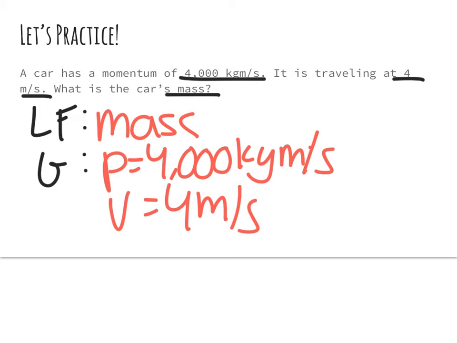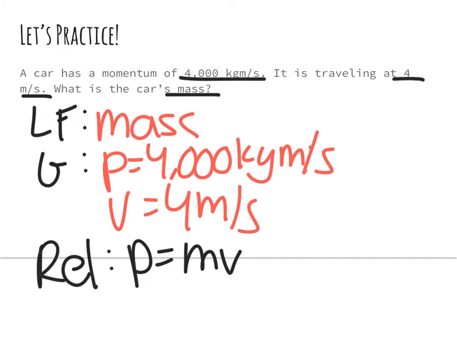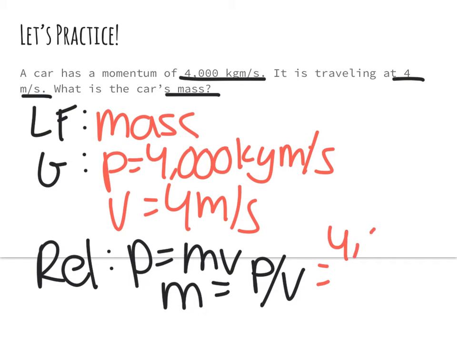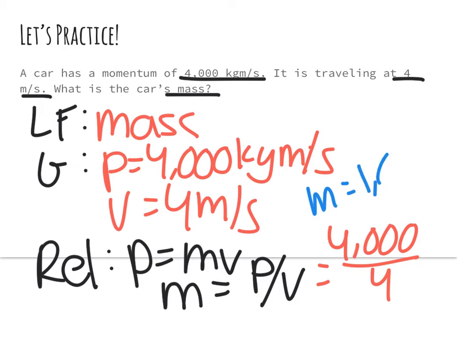So what equation am I going to use? If we look at my relationships, p equals mv, I can just make that really easy for myself, and m equals p over v. All right, so let's do a little bit of math here. 4,000 divided by 4 is going to give me a mass of 1,000 kilograms. Sorry, I ran out of room there. Once again, super important about my units, always going to be kilograms.